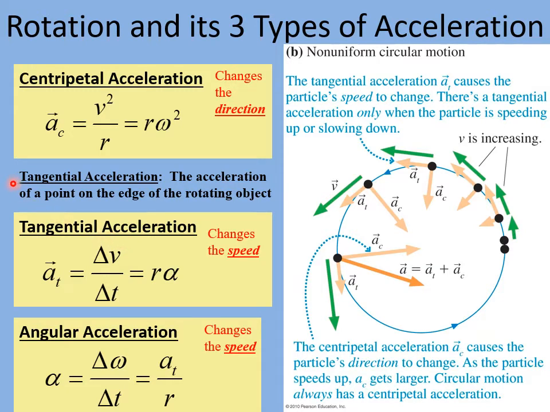Tangential acceleration is the acceleration of a point on the edge of a rotating object. And notice it points tangential, or at a tangent to the circle, in the same direction that the velocity is increasing. So that's completely different, of course, than the centripetal acceleration, which points towards the center of the circle. By the way, tangential acceleration is related to angular acceleration, alpha, by the equation a sub t is equal to r alpha.